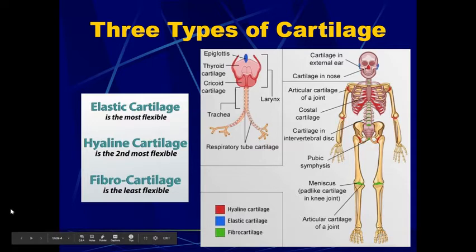In this diagram, you can see the locations of the three kinds of cartilage. Remember, elastic is the most flexible. Hyaline is kind of that intermediate in terms of flexibility, and then fibrocartilage is the least flexible.